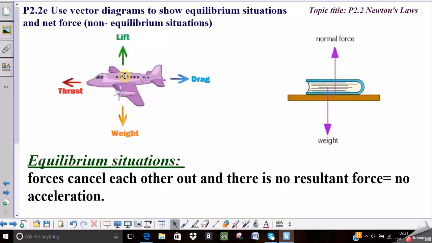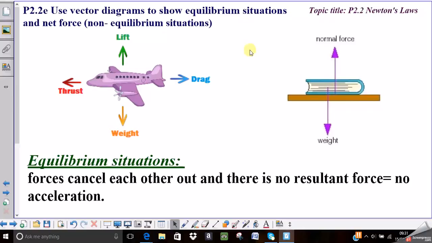Remember, we always look at pairs, that means up with down and left with right. We're never going to look at up with left or down with left or down with right or up with right. It's always the ones that go in the same direction. Looking at lift against weight, well, we see that the arrows are exactly the same. That means they have the same value, they're balanced. Thrust with drag, again, the arrows are exactly the same value. That means they must be balanced.